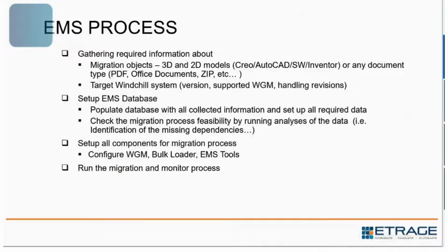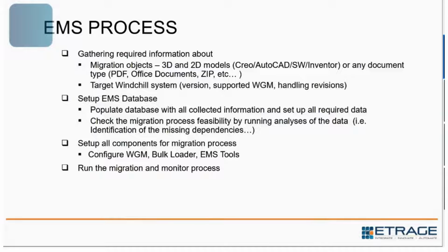Now let's go a little deeper into the whole process and review the processes involved in this migration. The first, like we said, is gathering required information about migration objects. Those can be the 2D or 3D models from various authoring applications that we support, like Creo, AutoCAD, SolidWorks, and Inventor. Or we can just migrate any document type like PDFs, Office documents, zip files, etc.